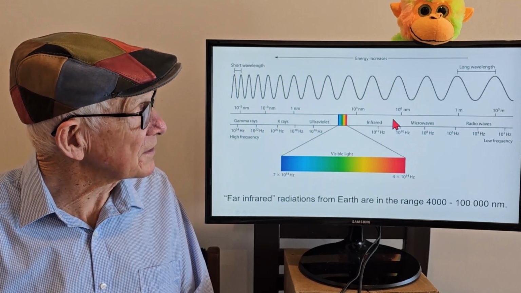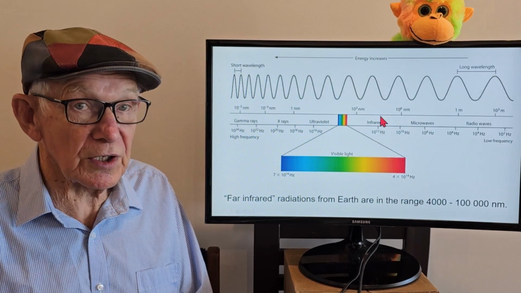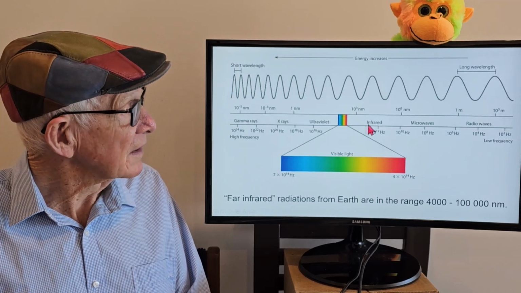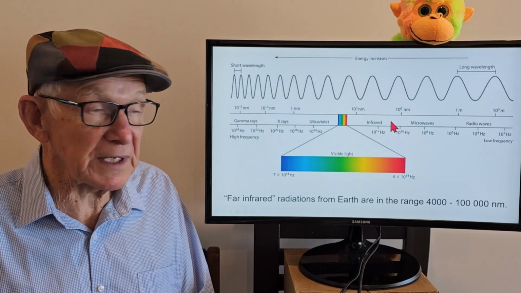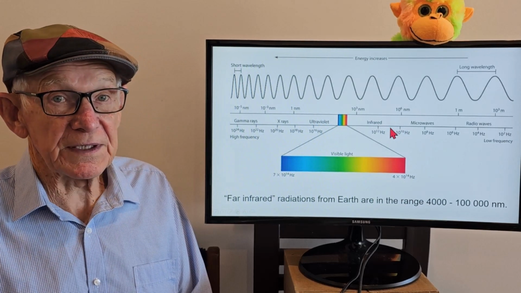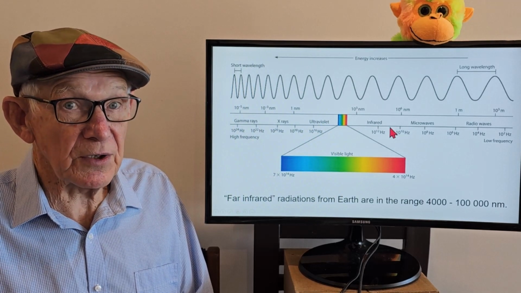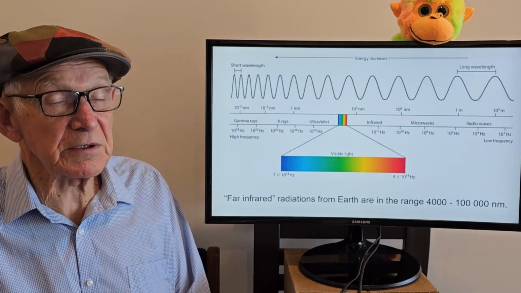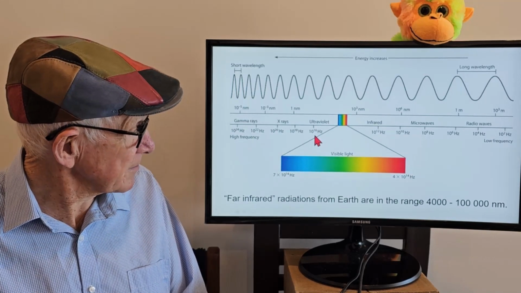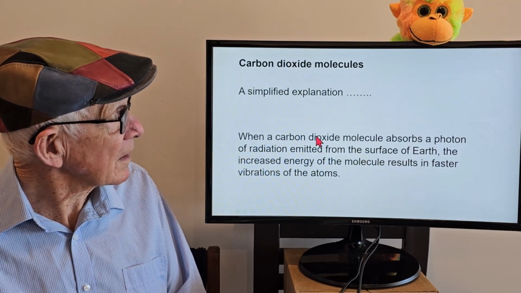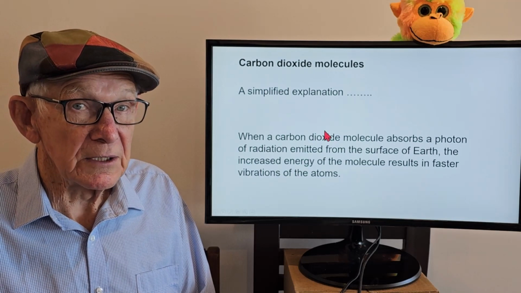And out here, just a little bit less energetic photons, slightly longer wavelength, is the infrared, and towards one side of that is the long infrared, and it's in this region that the radiations emitted by Earth at its temperature of 15 or so degrees are found. Okay, so that's the characteristics that we need to know about the radiation.